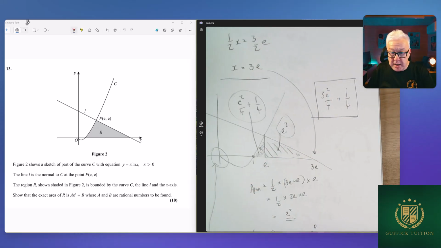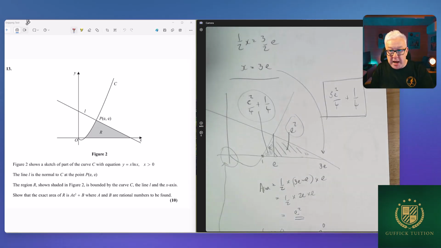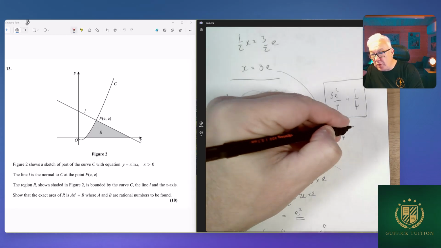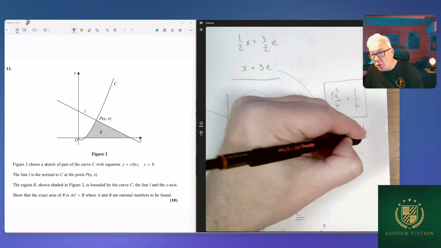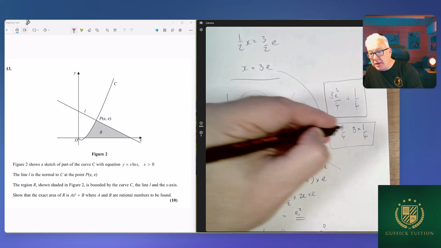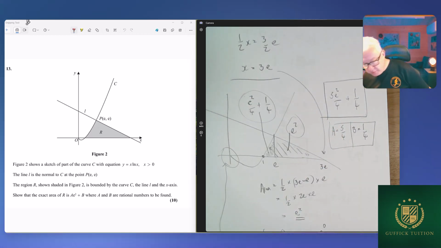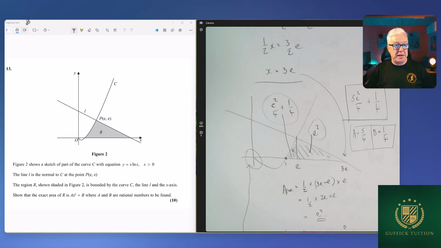Oh, and yeah, I didn't notice that, it says give it in the form a e squared plus b, where a and b are rational constants to be found. So our a in this case is 5 over 4, and our b is 1/4. Perfect. And that is that one done. But yeah, super useful question. Very, very important to know how to do that one in the exams.